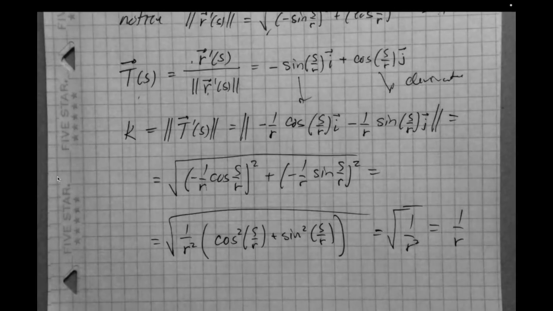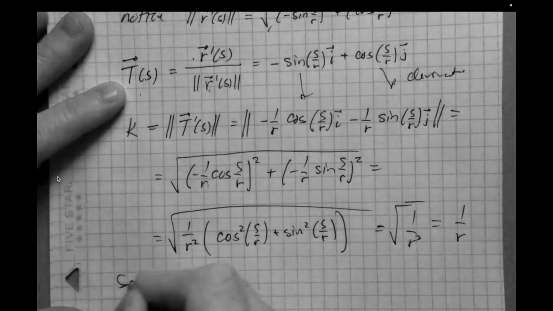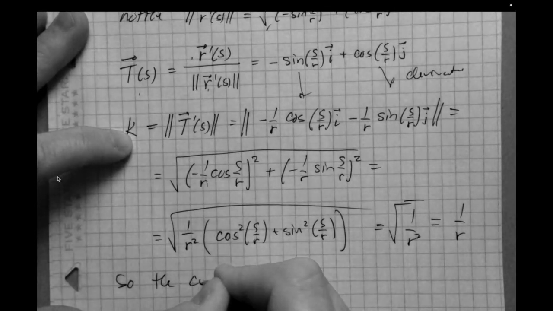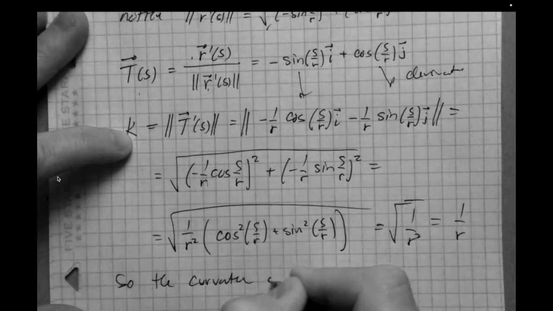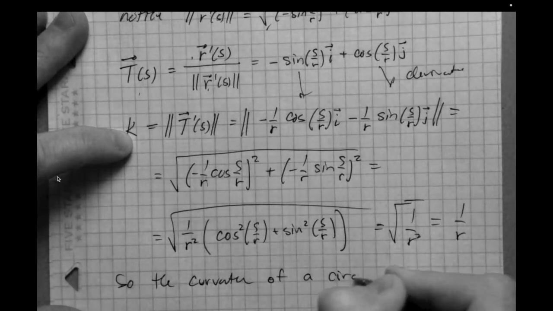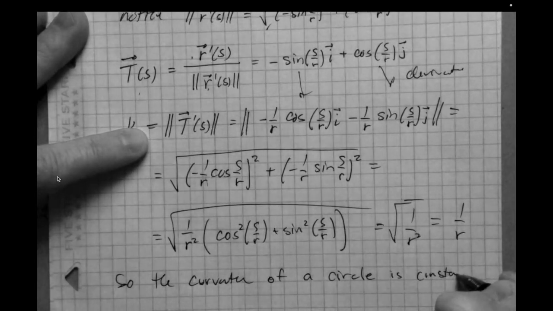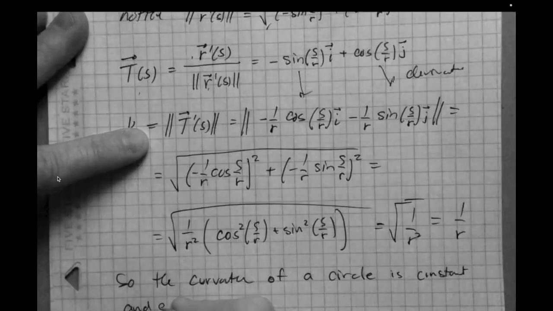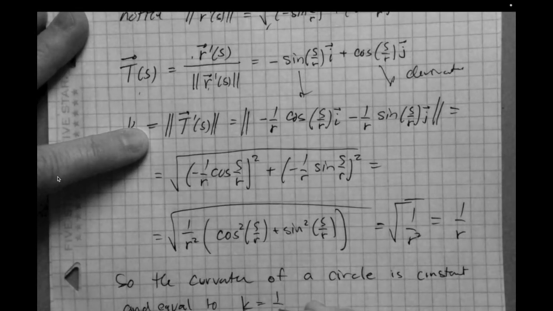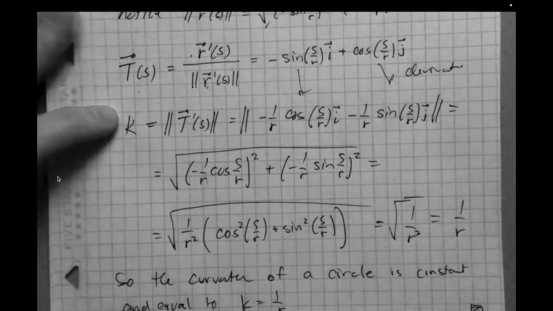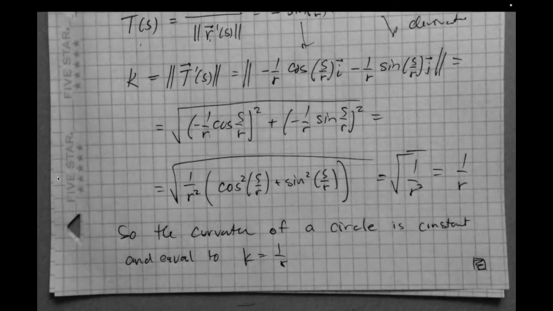So we'll write this in. The curvature of a circle is constant and equal to k equals 1 over r, where r is the radius. Okay, so that's kind of a proof of that. All right. Excellent.